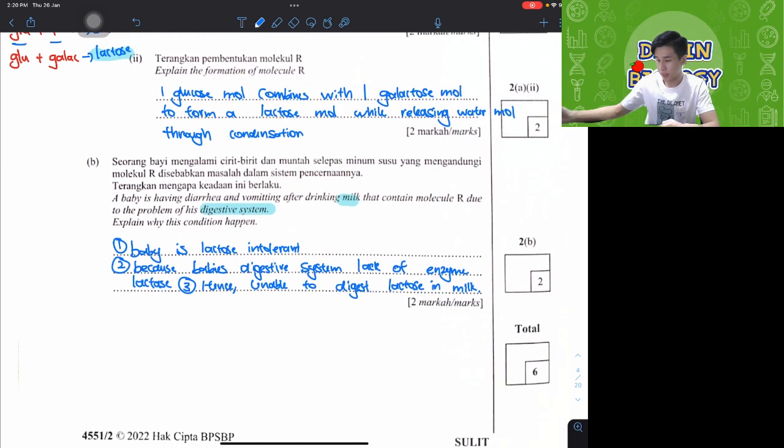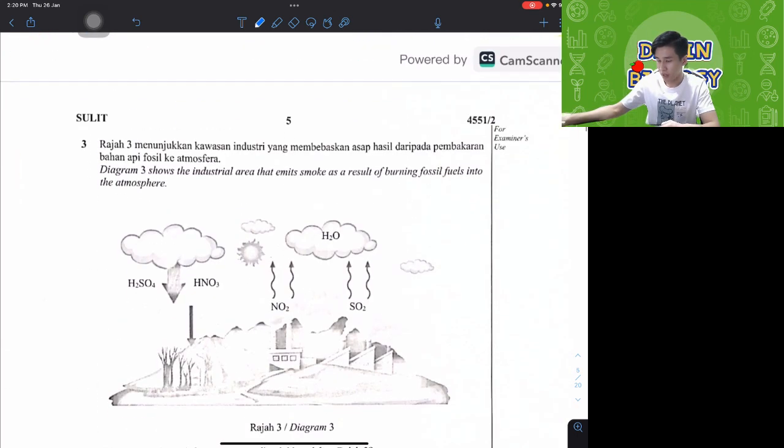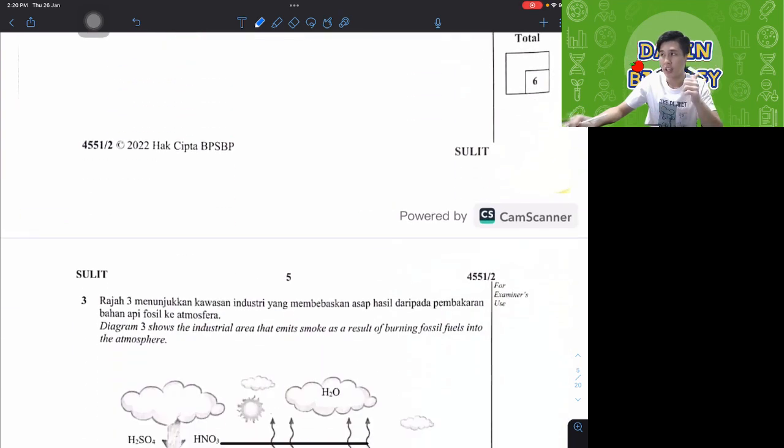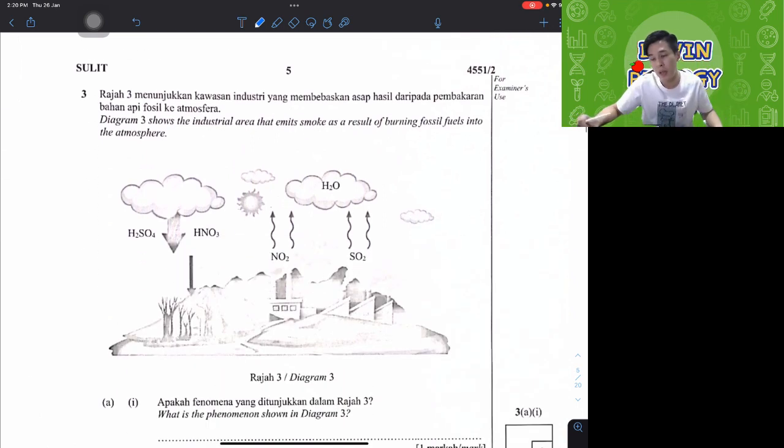Moving on, next one. Oh, we're done already. Question 3. You all should know the marks. You have 8 structural questions, so the marks will be 6, 6, 7, 7, 8, 8, 9, 9. So in total you have 8 structural questions in section A. This one will be a 6-mark question. This is actually Form 5, chapter 10, the pollution one. Usually this chapter likes to come out in essay.